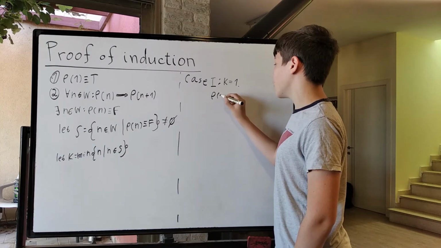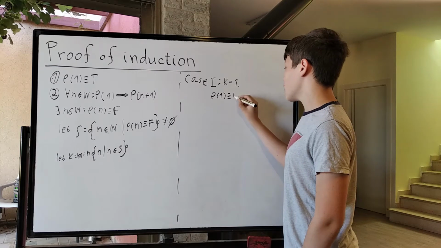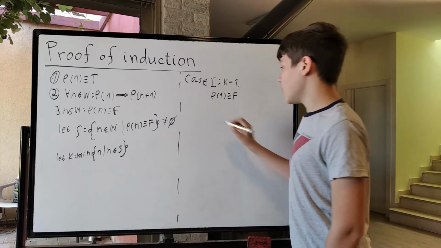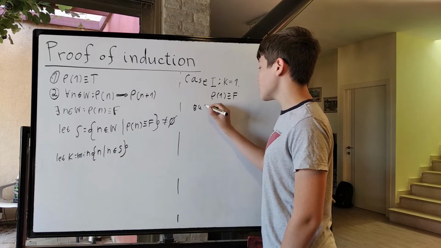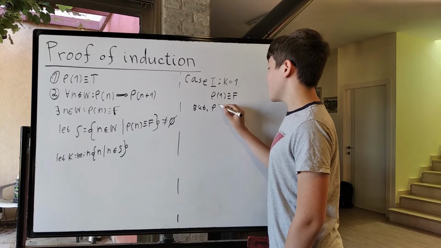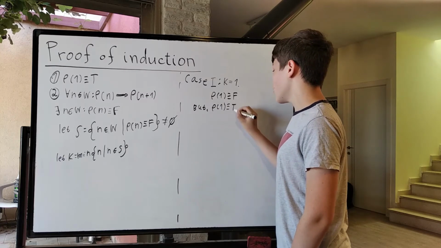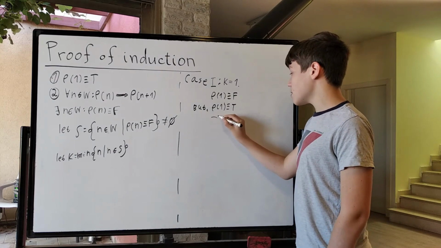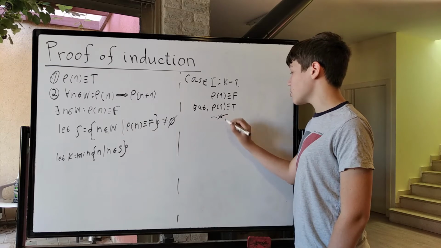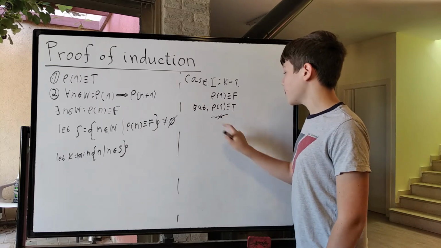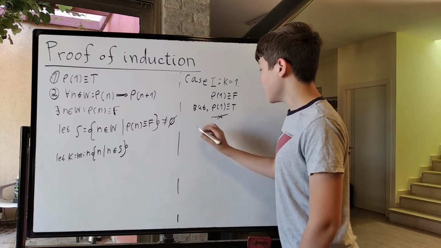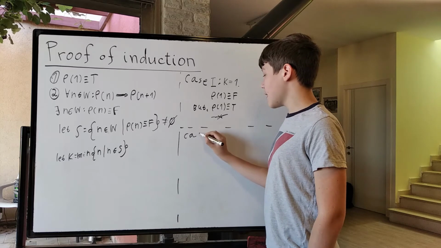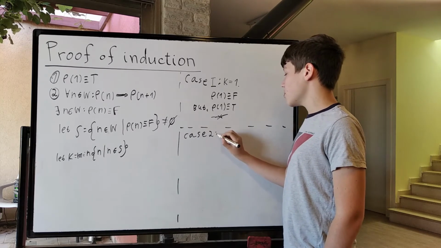So P of 1 here is false by this, but it's given to us that P of 1 is true. Nothing can be true and false at the same time, so this is a contradiction. This is a symbol of contradiction here. Okay, so this is case 1, very simple. Now let's look at case number 2.